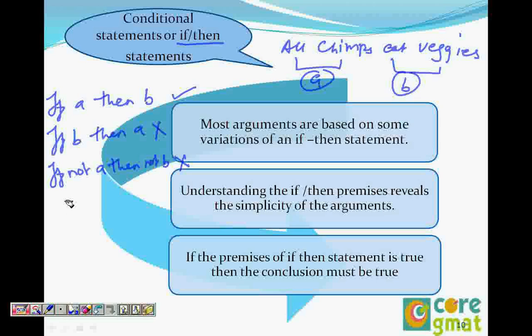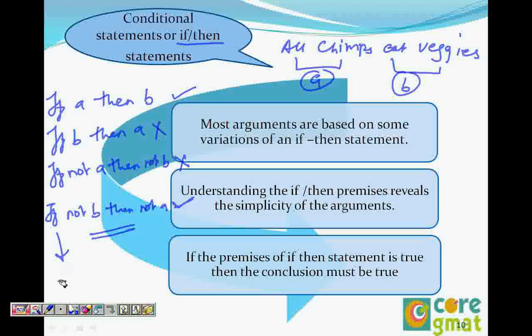Okay. Now, if we say if it does not eat vegetables, then it is not a chimpanzee. So if not B, then not A. You're saying if it does not eat vegetables, it is not a chimpanzee. Yes, right, because it says all chimpanzees very clearly eat vegetables. So if it's not eating vegetables, then it's not a chimpanzee. So that means it has to be a valid statement? Yes, it is a valid statement. So out of these three statements, this is the only valid statement, and we call it contrapositive.